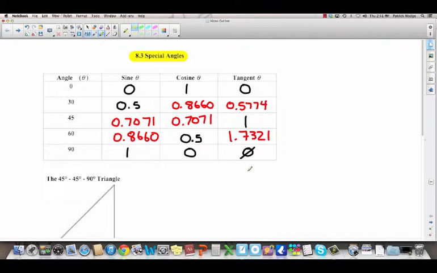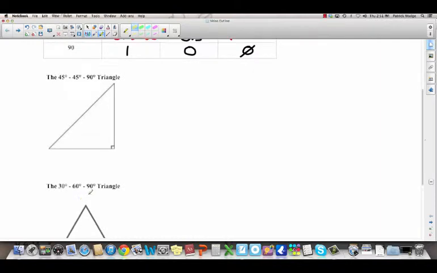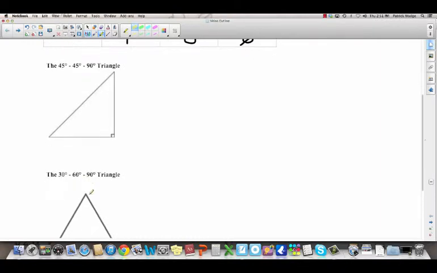And the way we're going to do that is we're going to look at two triangles: the 45 degree, 90 degree triangle, and the 30, 60, 90 degree triangle. Okay? Alright, this 45 degree, 90 degree triangle is an isosceles triangle. What does that mean, isosceles? Do you remember that? It means that two sides are exactly the same length.